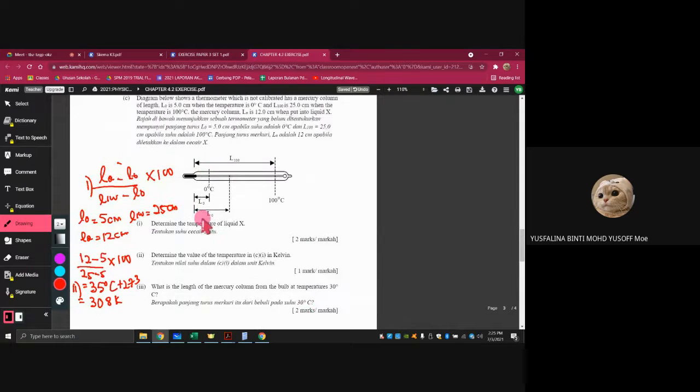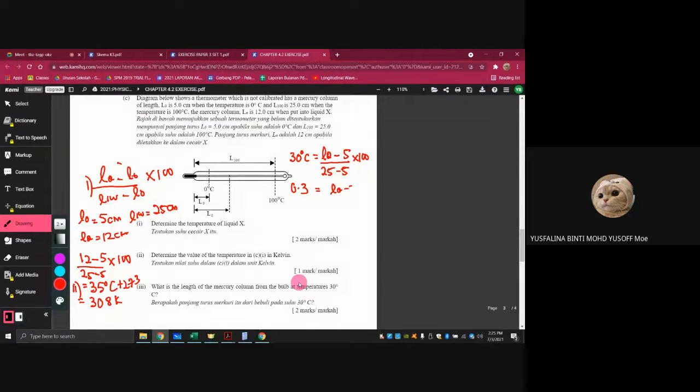For question 1, they ask you to find the temperature when they give the length of the mercury. But for 3, they don't give the length of mercury, but they do give the temperature. So you just use the same formula. 30 degrees Celsius is equal to L theta, the one you need to find, minus L0. L0 is 5, L100 is 25, then you have to times 100. So you will get here 0.3.